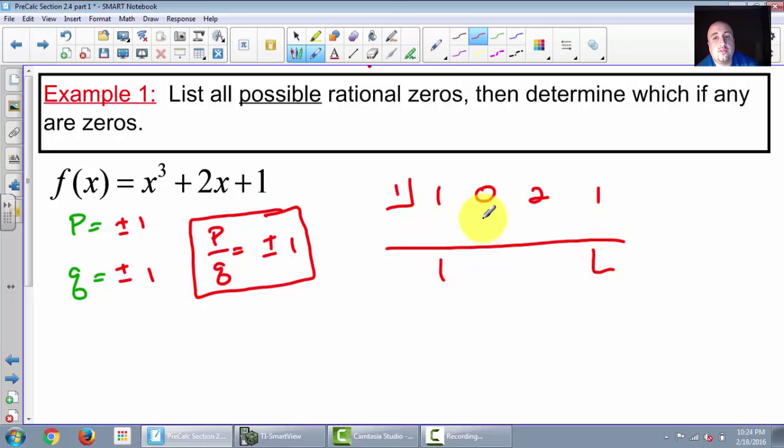Bring down the 1, multiply, I get 1, add, I get 1, multiply, I get 1, add, I get 3, multiply, I get 3, add, I get 4. So this number has to equal 0. It doesn't, so 1 is not a 0. Okay, so I can cross off 1.